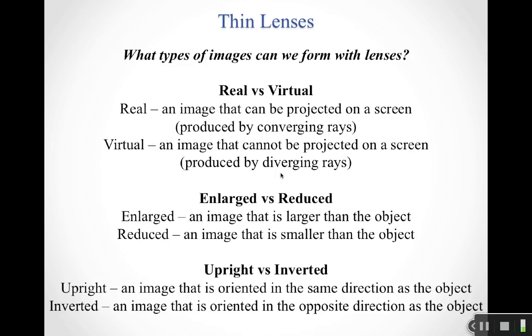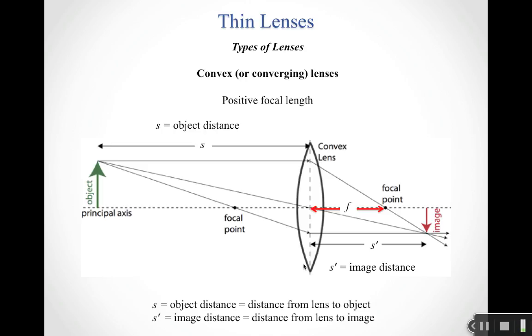So at the end of the day, part of what we're going to care about is, okay, the image formed by this lens, is it real or virtual? Is it enlarged or reduced? Is it upright or inverted? All right. So what types of lenses will we deal with?